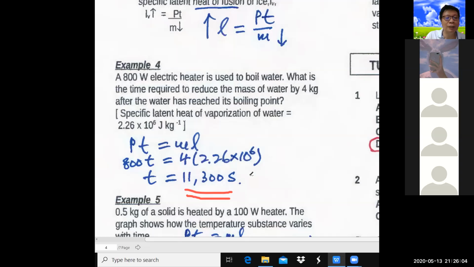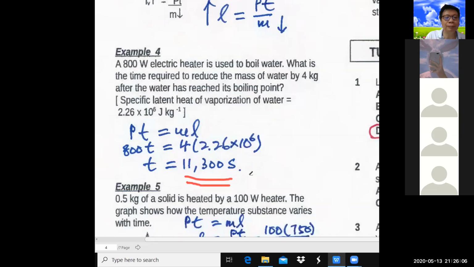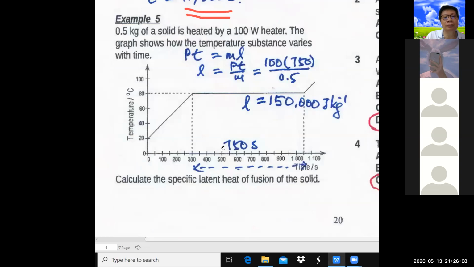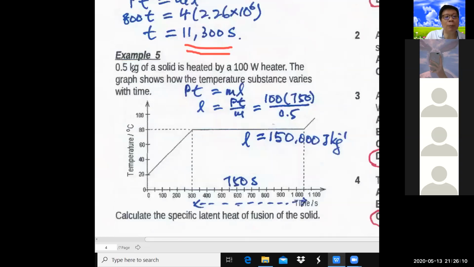Okay, example 5. 0.5 kilogram of solid is heated by a 100 watt heater. The graph shows how the temperature varies. You see, this is the temperature change. This is the time in seconds.